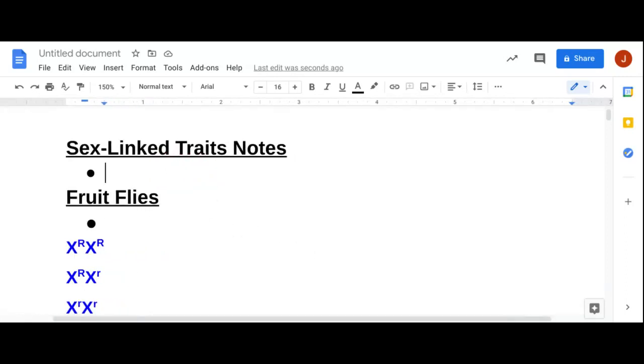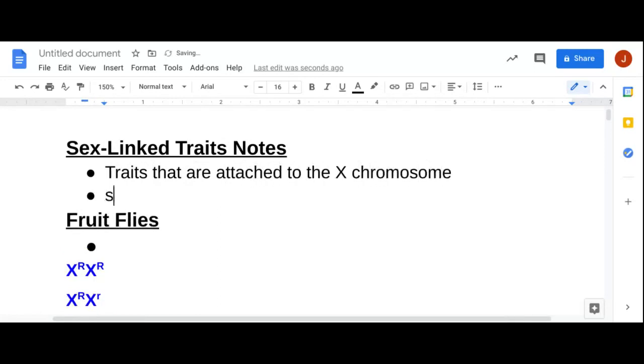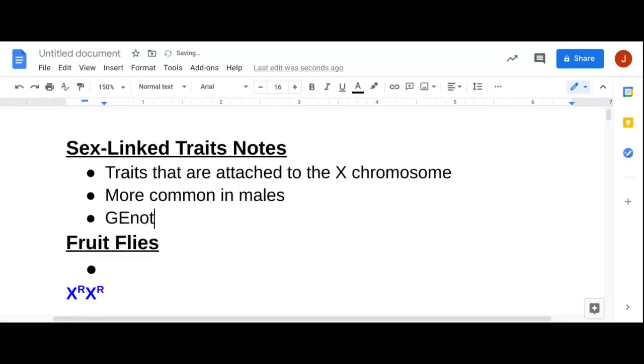Sex-linked traits are traits that are attached to the X chromosome. Since they're attached to the X chromosome, they're going to be more common in males. So the genotype of a female is XX. And the genotype for a male is XY. Traits are attached to this X chromosome.